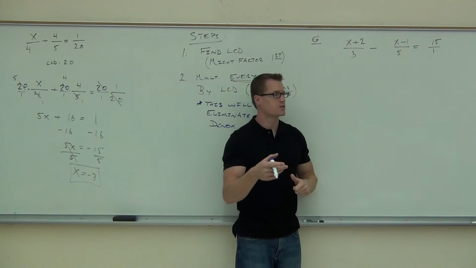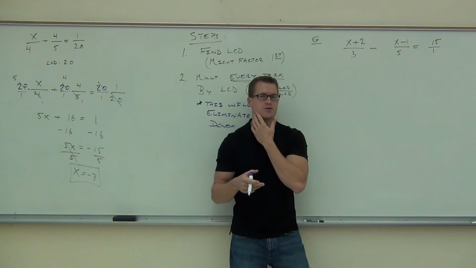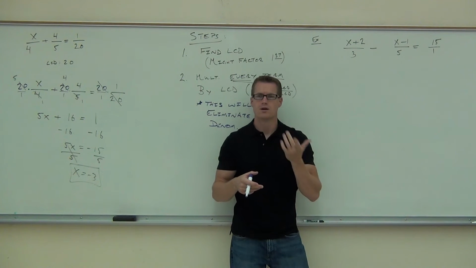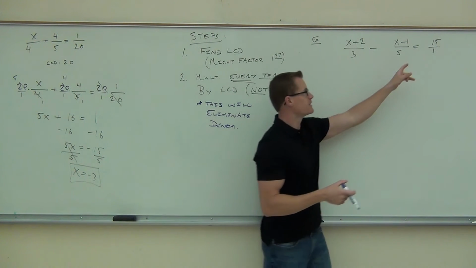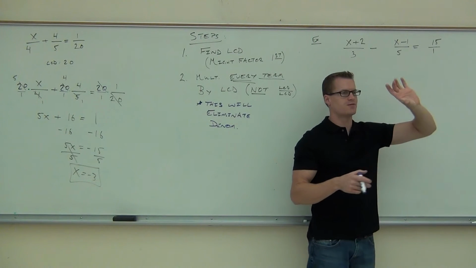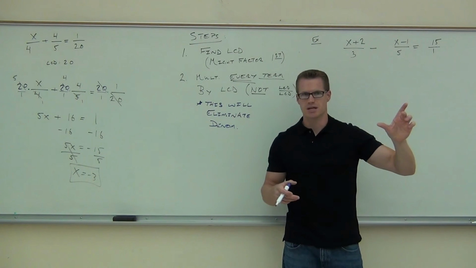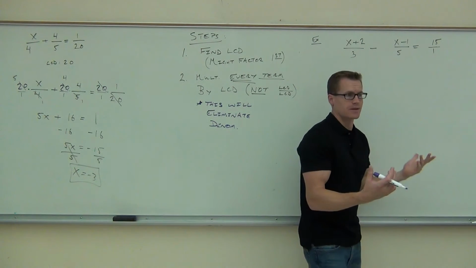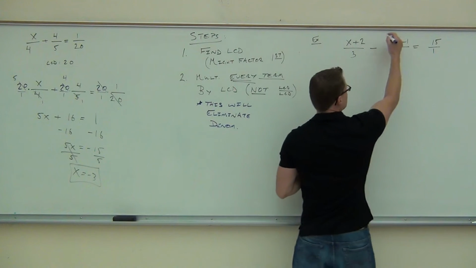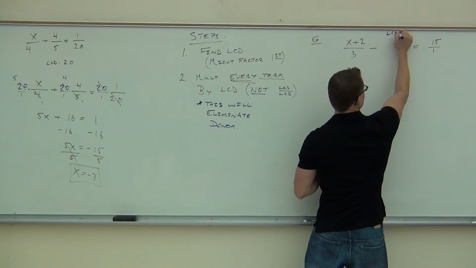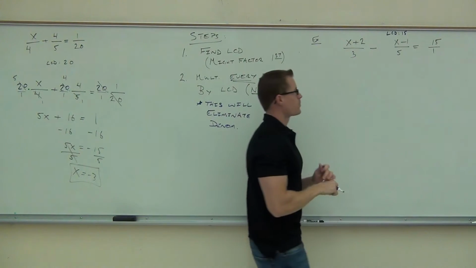Now let's go ahead and find our LCD. Let's look at those numbers. Our denominators are 3, 5, and 1. What's our LCD? 15. Yeah, it is 15. In this case, it is that number. I just didn't want you to think that that 15 had anything to do with the LCD in this case, because it doesn't. It just happens to be the number. So we're going to take it and write that LCD, 15.